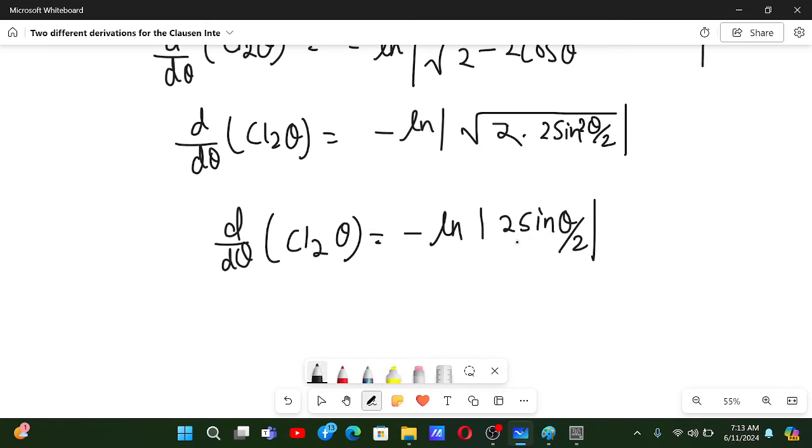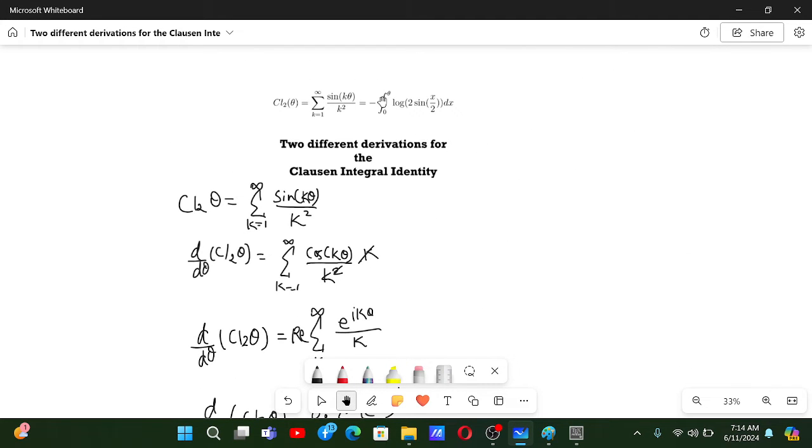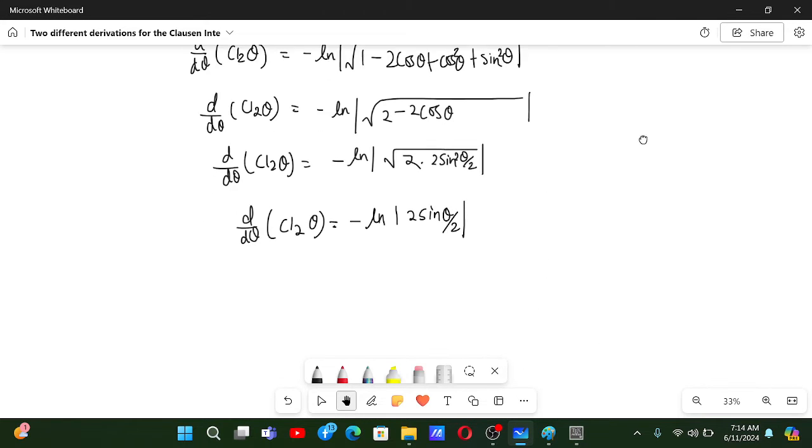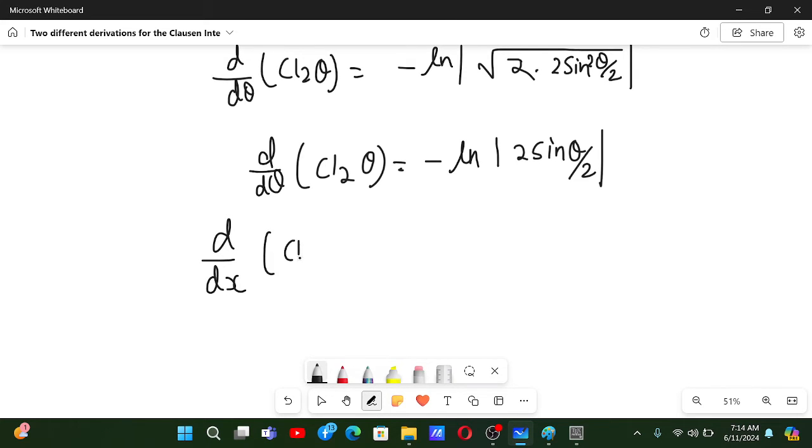Now, we are almost at the end. Now what we can do is we can integrate both sides with respect to theta. First of all, we know that our final answer has theta in the integrand, and there is x. So first of all, let us write this with respect to x and then integrate with the limit as 0 to theta. So d dx of Cl2 of x will be minus ln of 2 sine x by 2.